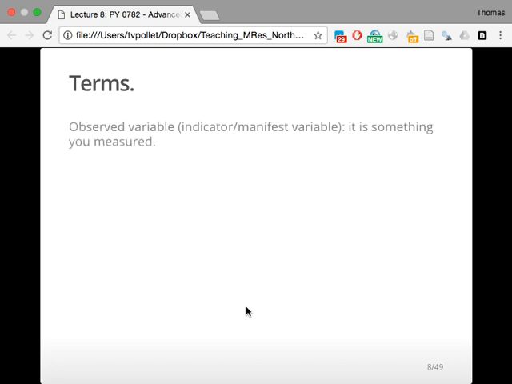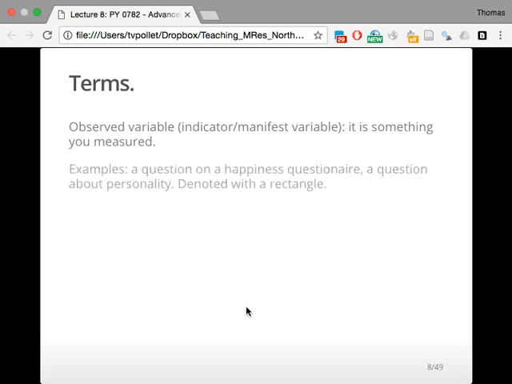So unfortunately, there are always more terms. This is just to help you when reading literature. We have the observed variable, which is an indicator or manifest variable. It's something you measure. So it's basically one of your questionnaire scores, a 1 to 7 or 1 to 9 score of something you measured, like a questionnaire on happiness or a question about personality. By default it's denoted with a rectangle in your graphs and pictures.